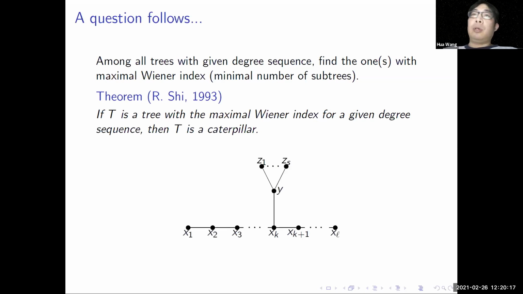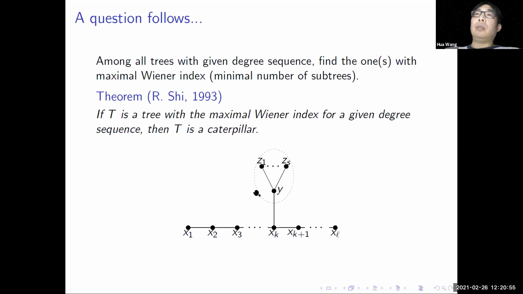An older result shows that such a graph, in this particular case the tree with a given degree sequence that maximizes the Wiener index, has to be a caterpillar. And the proof is quite easy to explain without going into details. If you assume that it's not a caterpillar, which means you start with a path and then not everything is a pendant edge here, that means there is something like this. So that's the opposite of a caterpillar. Something is not a leg of the caterpillar.